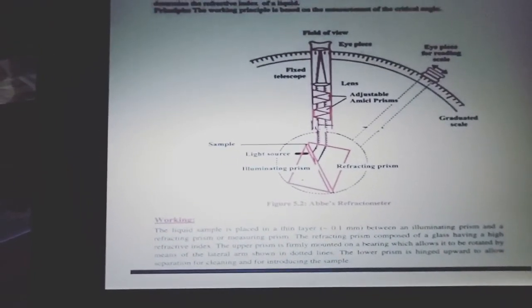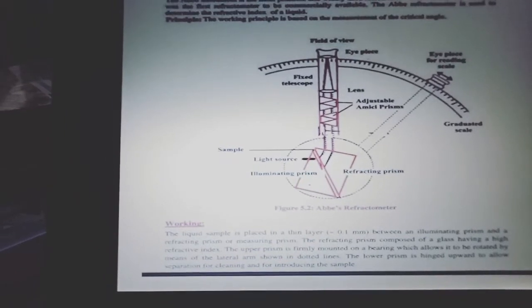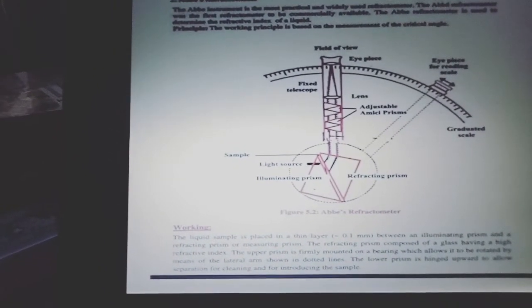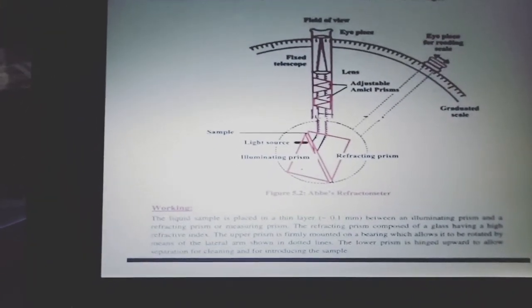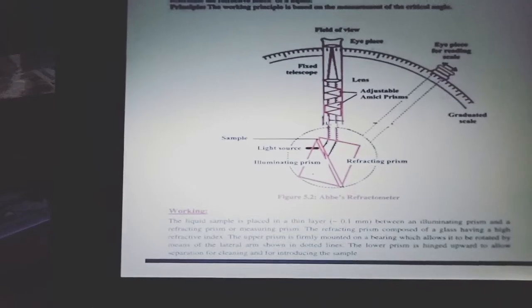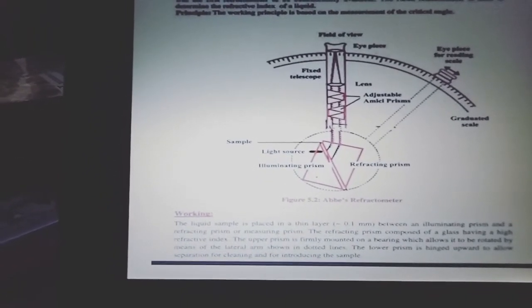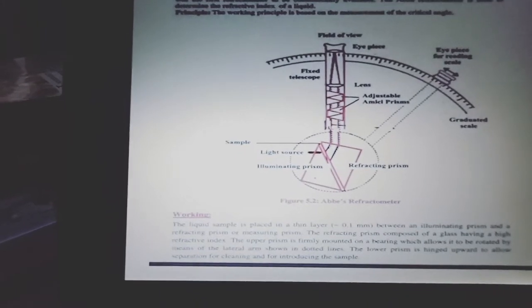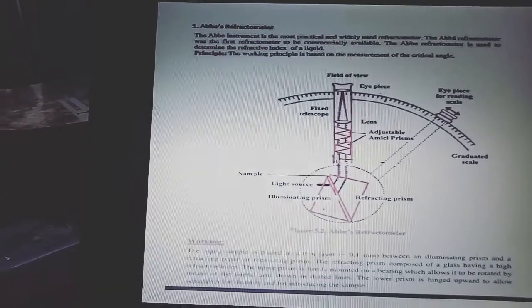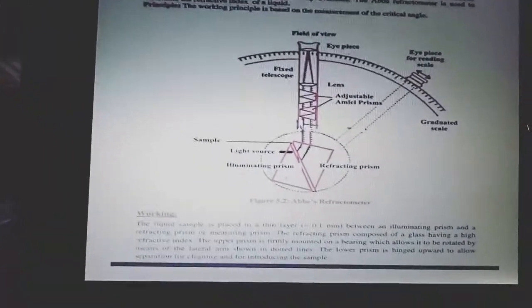The upper prism is mounted on a bearing which allows it to be rotated by means of the lateral arm, which is shown by the dotted lines. The lower prism is hinged to swing upward to allow the separation for cleaning and for introducing the sample. Means we place the sample between two prisms. Okay, one is the illuminating prism and the second is the refracting prism.